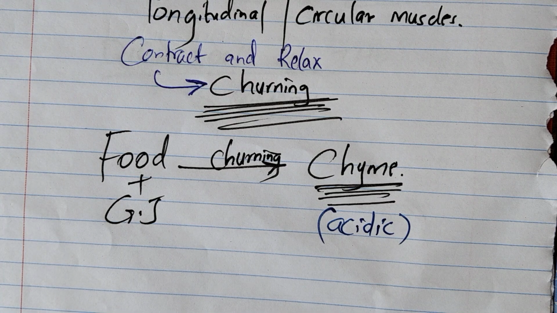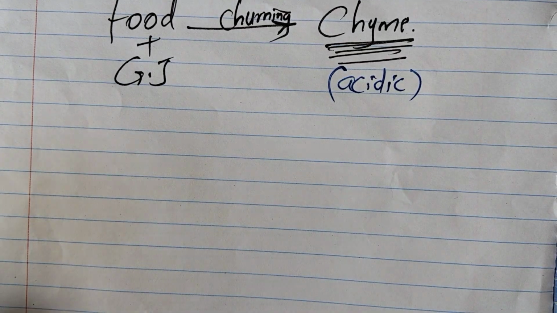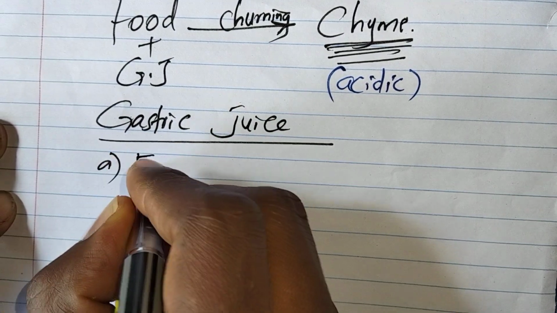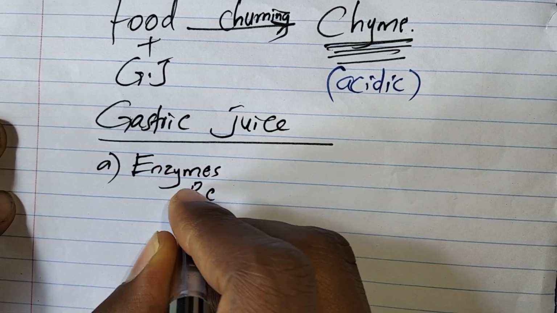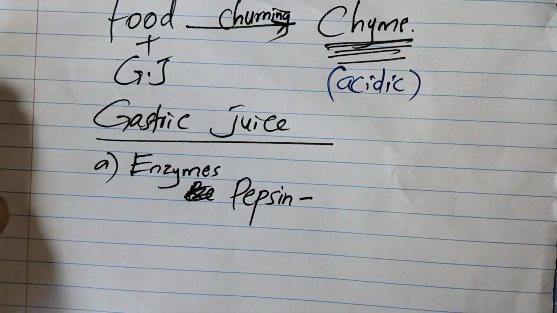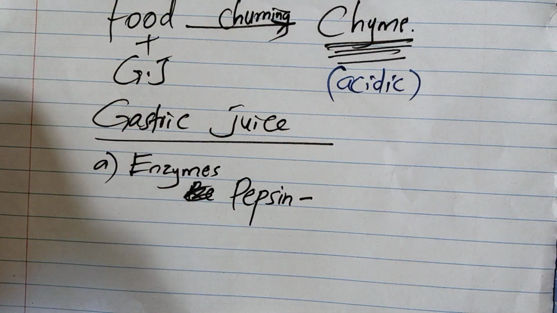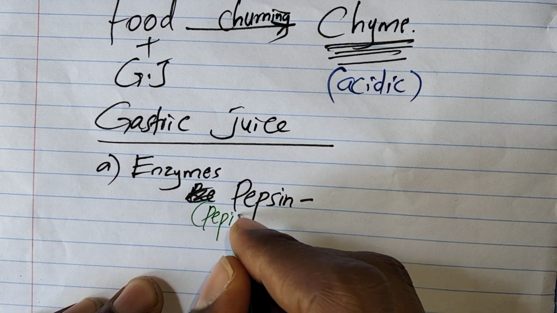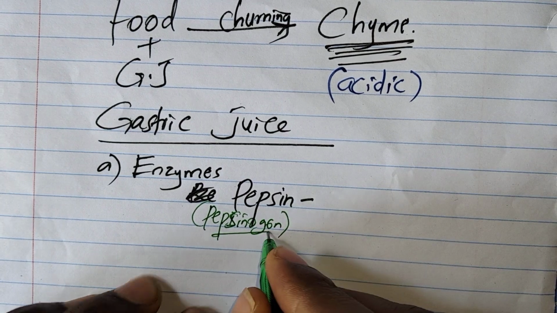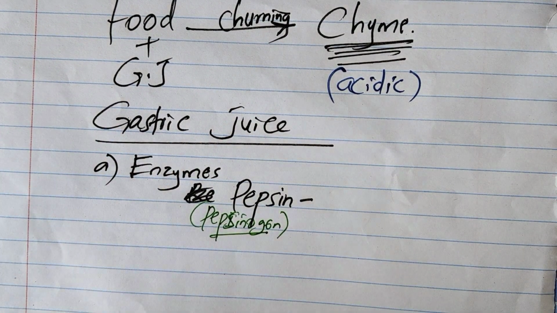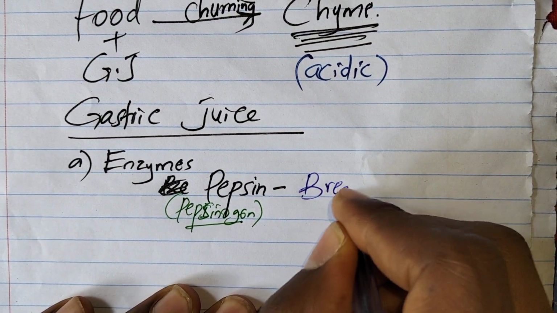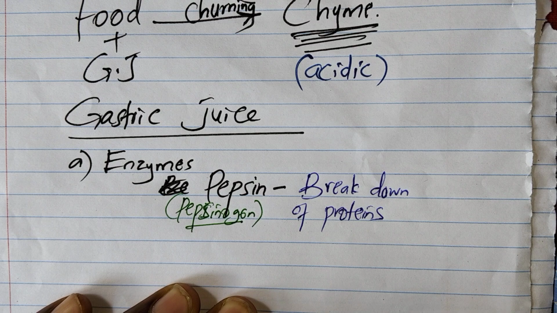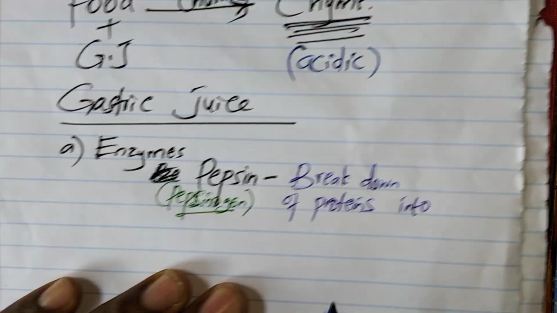We go back to those components, the gastric juice components and their functions. Remember, we talked about enzymes that are present in gastric juice. We started with pepsin. Pepsin breaks down proteins. Pepsin is produced in its inactive form we call pepsinogen. This is the inactive form. So the function of pepsinogen or pepsin is breakdown of proteins into peptides.